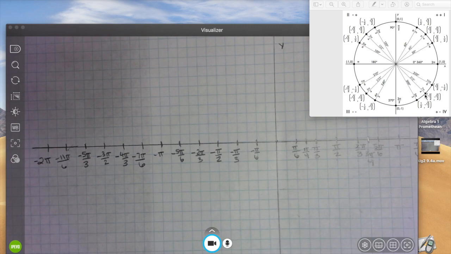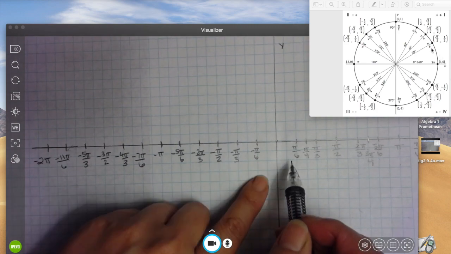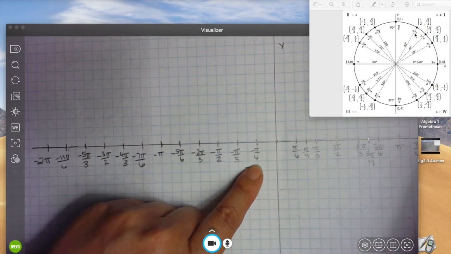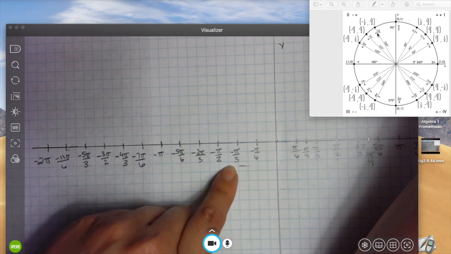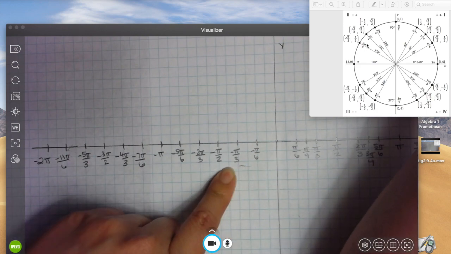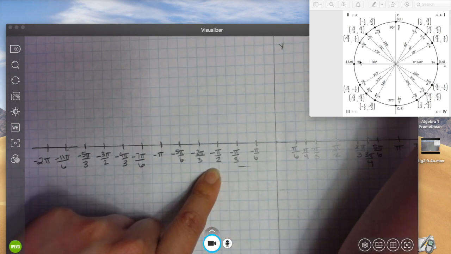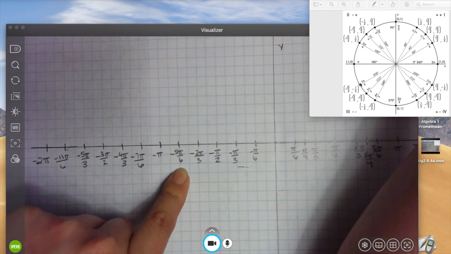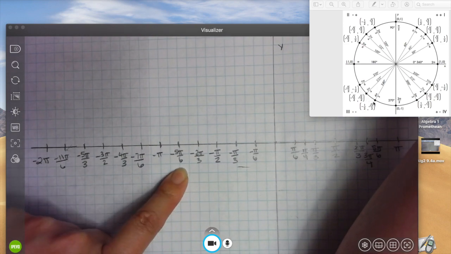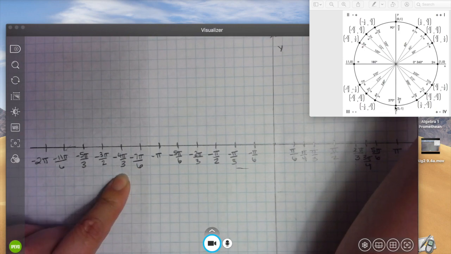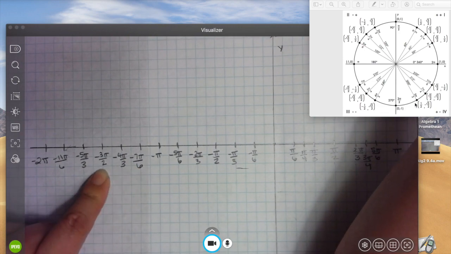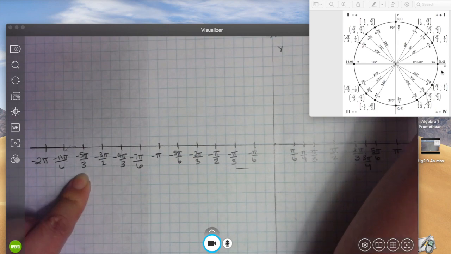Okay, so go around your unit circle, and we'll look at it at the same time, right? We'll go here. Negative pi over 6, negative pi over 3, negative pi over 2, negative 2 pi over 3, negative 5 pi over 6, negative pi, negative 7 pi over 6, negative 4 pi over 3, negative 3 pi over 2, right? Negative 5 pi over 3, negative 11 pi over 6, and negative 2 pi.